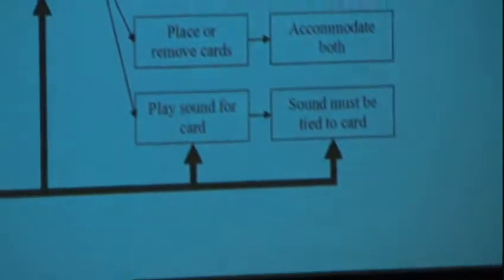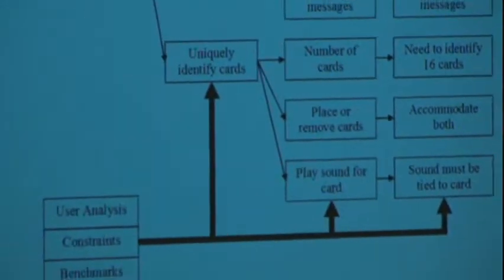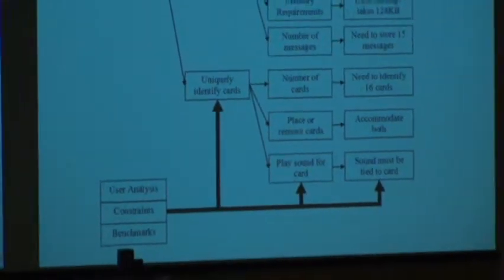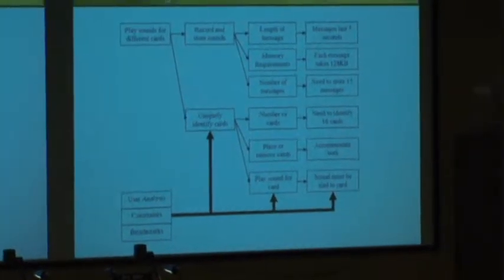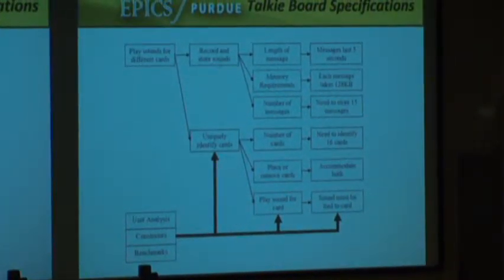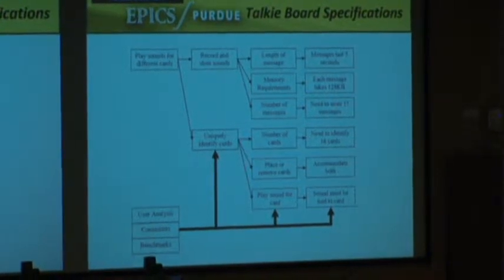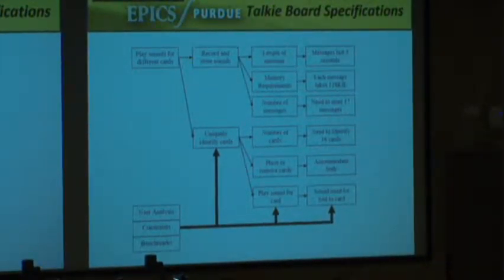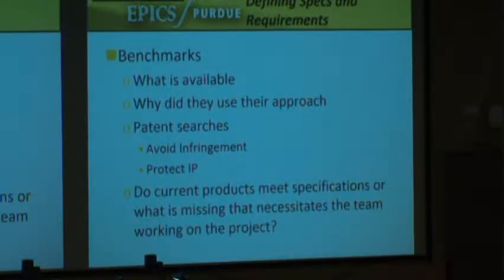So to start to understand what this need was, we started to identify how many messages we needed, how long the average message was, and the number of cards we wanted. This was our initial thing that we started to look at. We needed to record and store sounds. But then as we got going, we could start to identify specific things that would indicate how much memory we needed for the device and things like that.